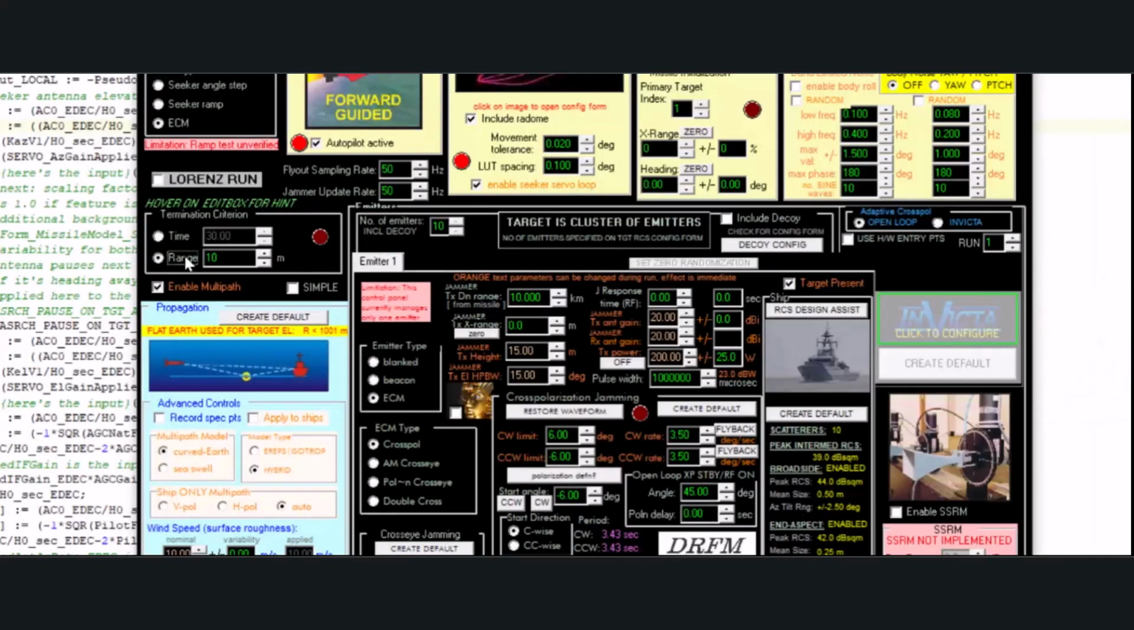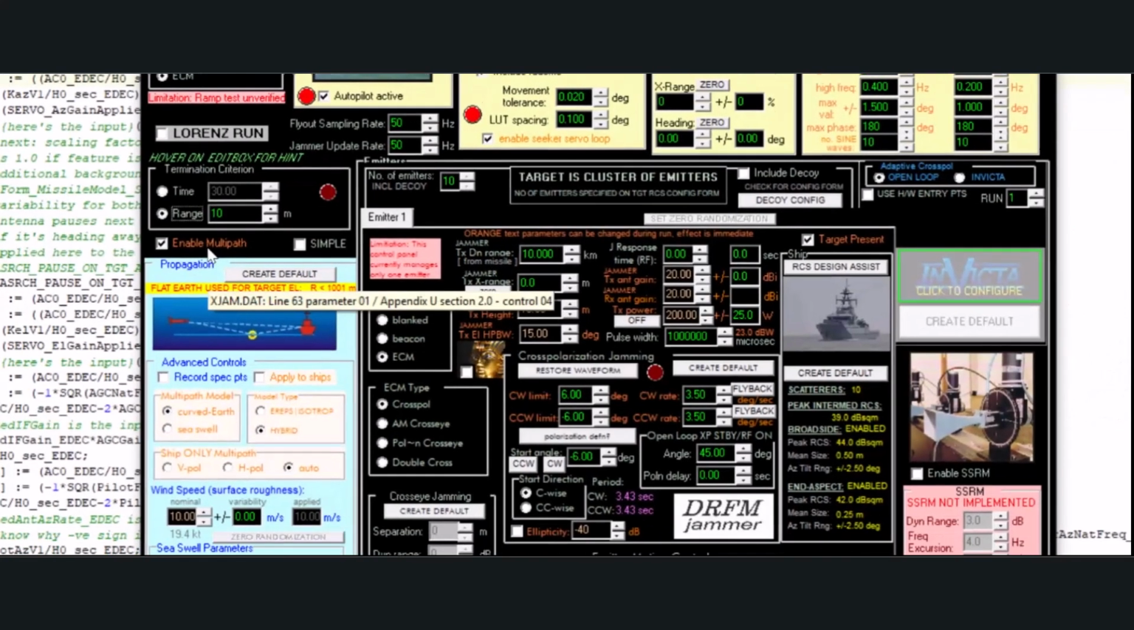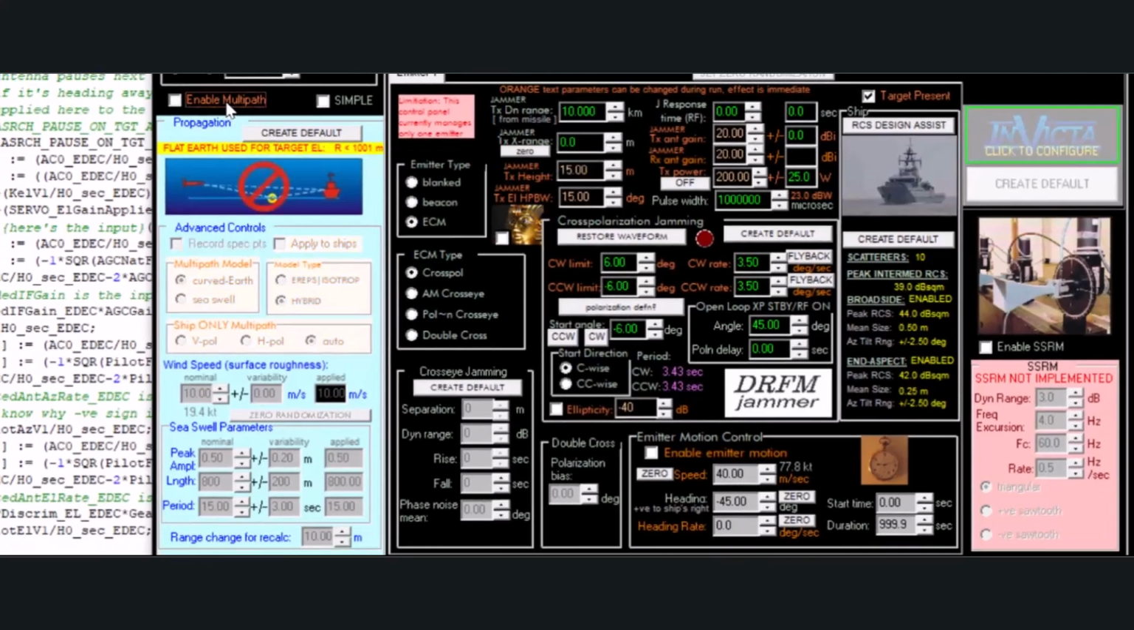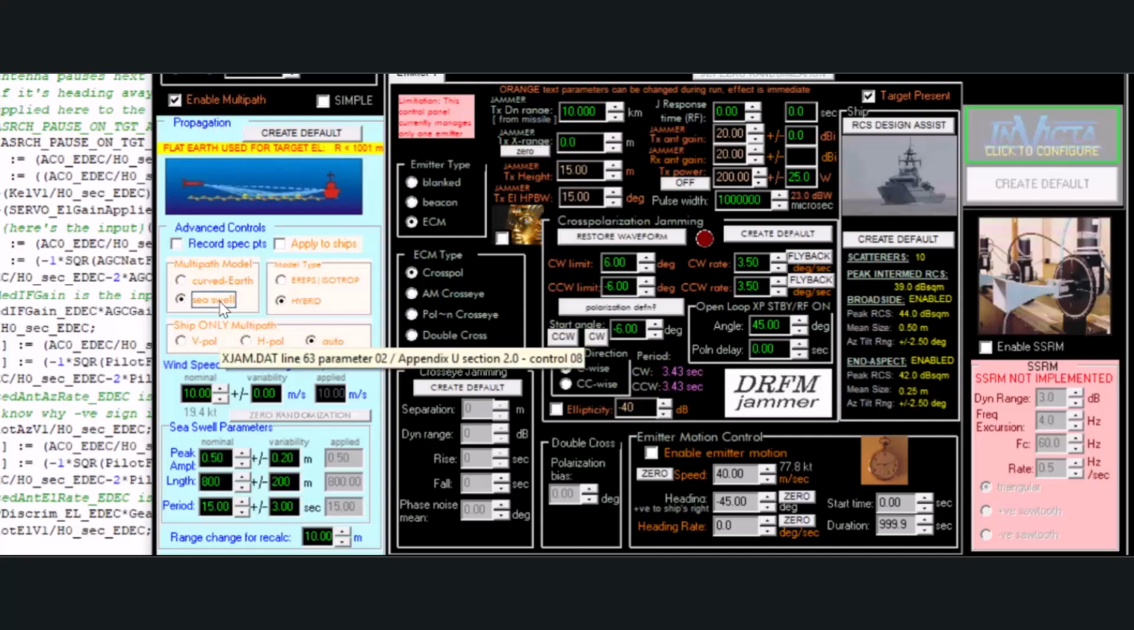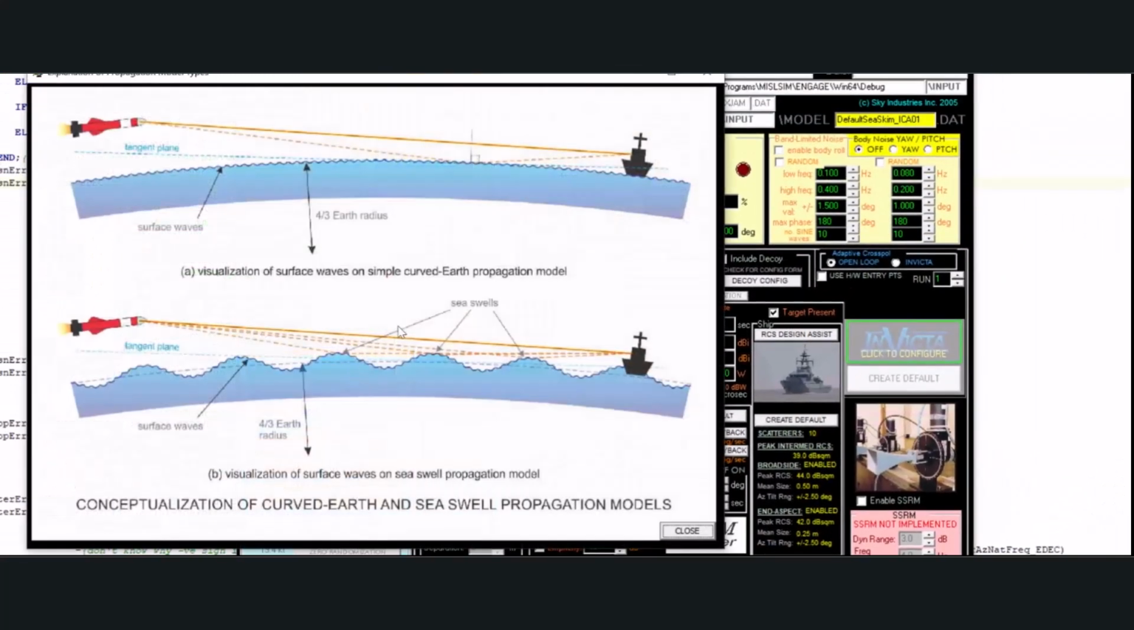Okay, so where are we at? Termination criteria. Multipath, that's an easy one. So we can enable multipath or disable multipath. And when you do, you see this little icon, visual cue, that says that's not turned on. And if it's on, we have a choice between curved earth model or a sea swell model. And the difference between those two, if we click on this picture, boom, a picture comes up and shows that a curved earth model looks like this with these surface waves on it, and a sea swell model looks like that. So that's the difference.